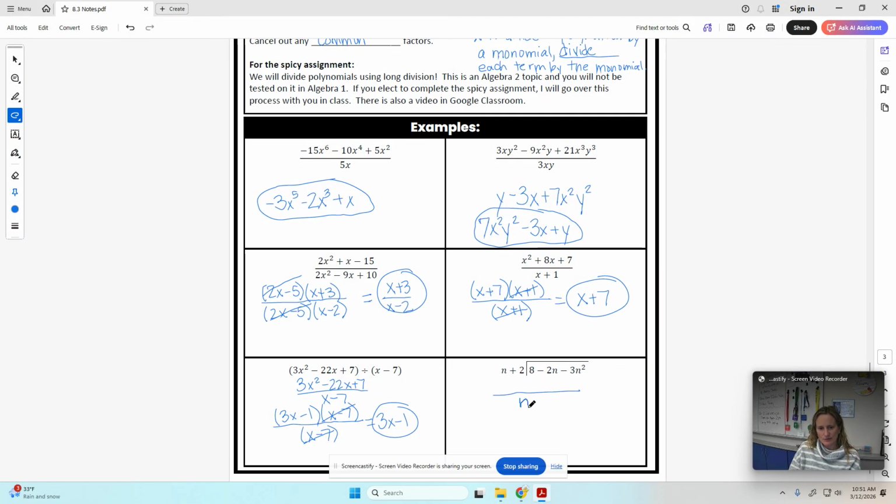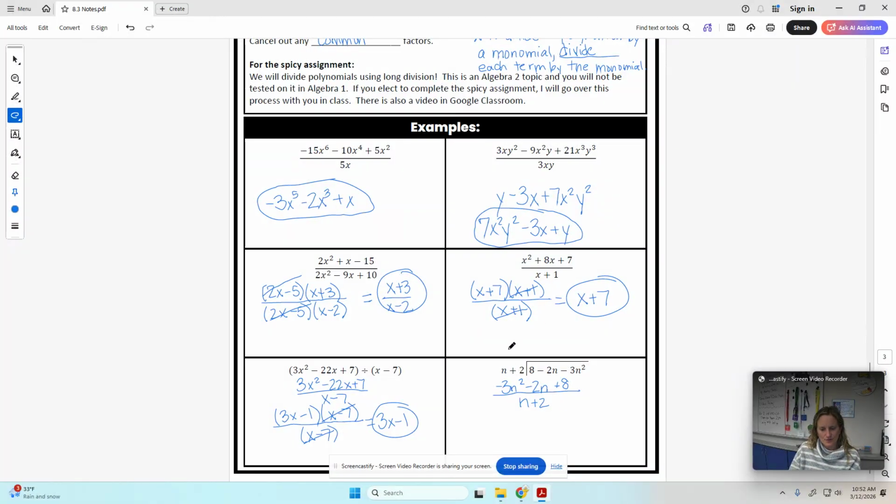Now when I go to rewrite this one though, I don't want to write this one the way that it's written. I want to rewrite it in standard form because it's going to make it easier for me to factor it when it's in standard form. Oops, plus 8. And so again, use whichever method you prefer.